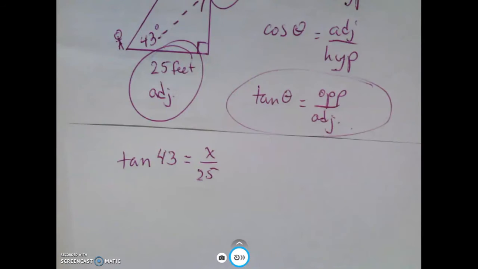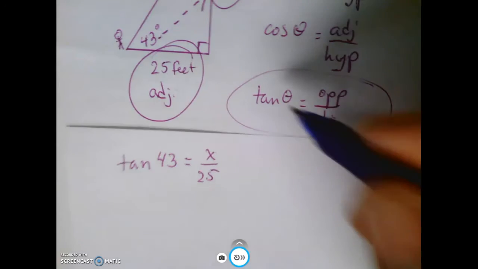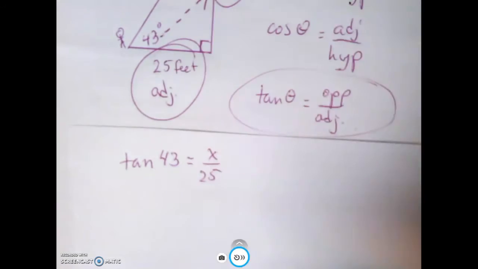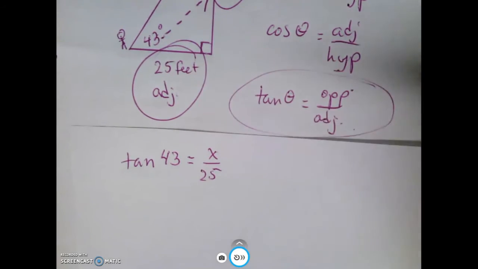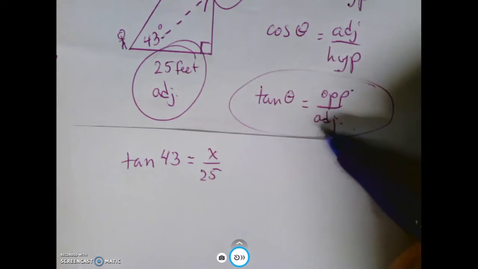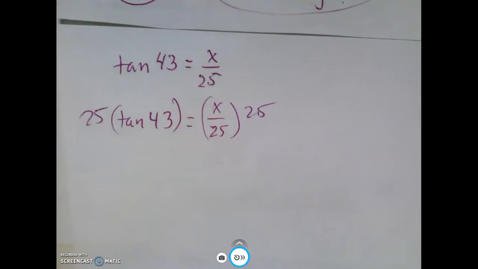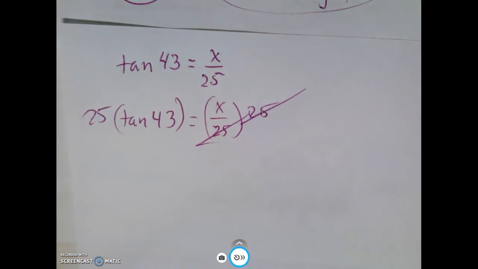Get a new paper here. So we set it up as tangent of 43 equals x over 25. Instead of theta, we know theta is 43 degrees now. The opposite side we don't know is x. Adjacent is 25. All right, so we write that. Now, where do we go from here? Well, we're after x. So to get x alone, we have to multiply both sides by 25. We do that so these will cancel.